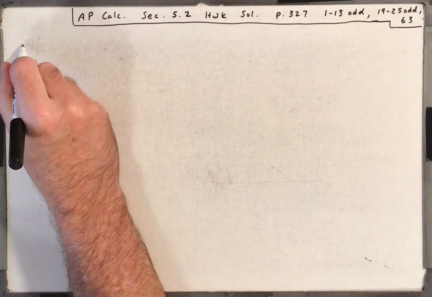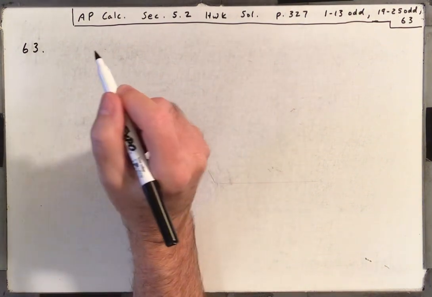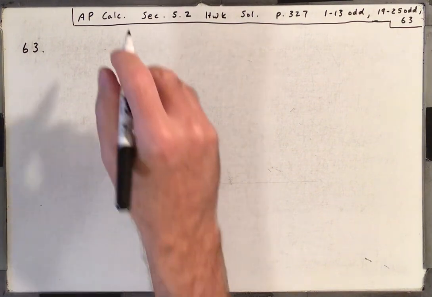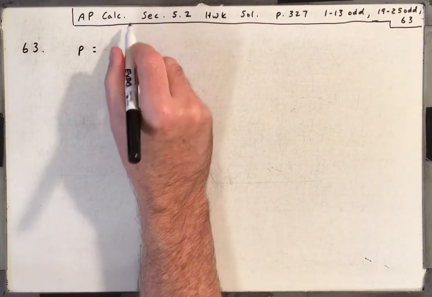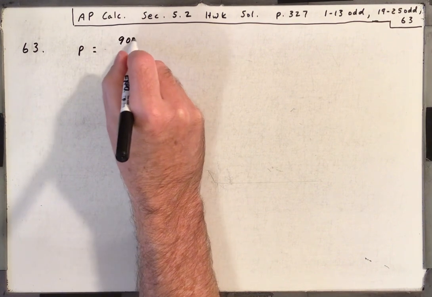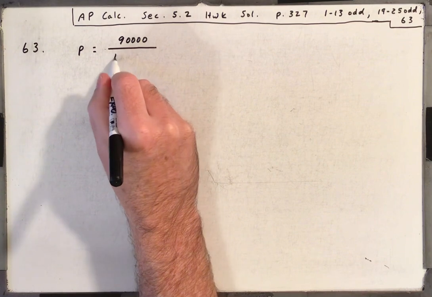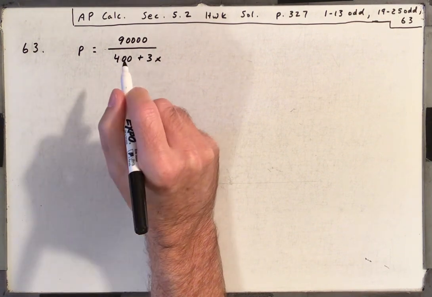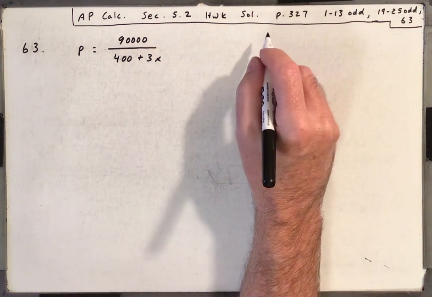All right, number 63. So 63 says the demand equation for a product is P equals 90,000 over 400 plus 3x. We want to find the average price between 40 and 50.